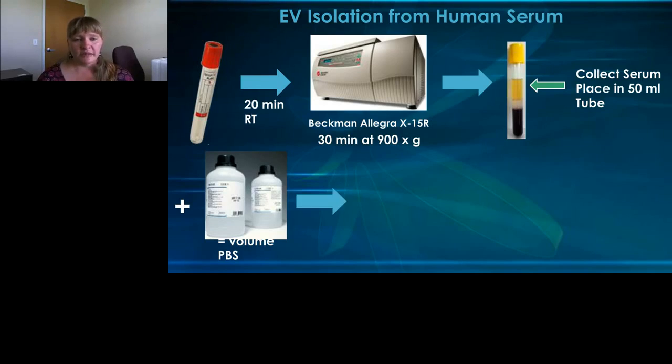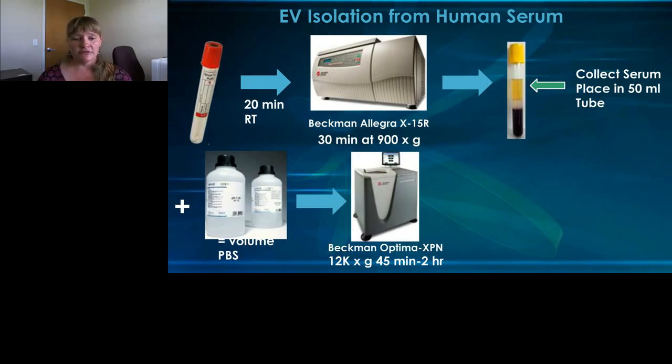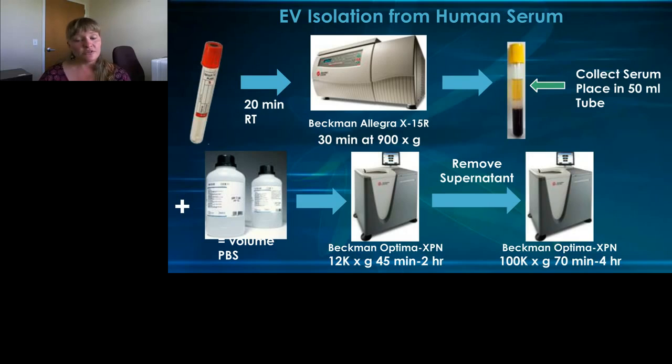The tubes are spun at about 12,000 G for 45 minutes to 2 hours on the Beckman Optima XPN. Then the supernatant is removed. This is where your EVs are, in the supernatant. Then they spin again at 100,000 G for 70 minutes to 4 hours. You have a range there, but definitely going over 4 hours, you might be grabbing too much protein. The pellet that's in those tubes contains the extracellular vesicles.